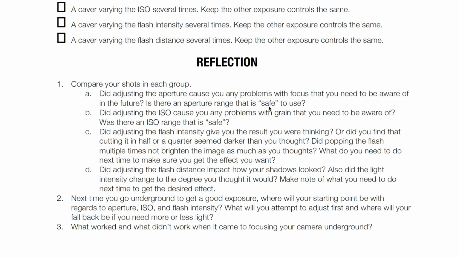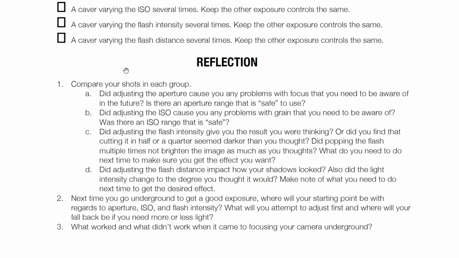Is there an aperture range that is safe to use? Maybe you find that if you ever shoot at an aperture like 2.0 or 1.4 or 4.0, then you really run the risk of messing up the focus. So that could be a danger zone, something to mentally keep track of. That's the first thing. Next, did adjusting the ISO cause any problems that you need to be aware of? Kind of the same thing as the aperture.